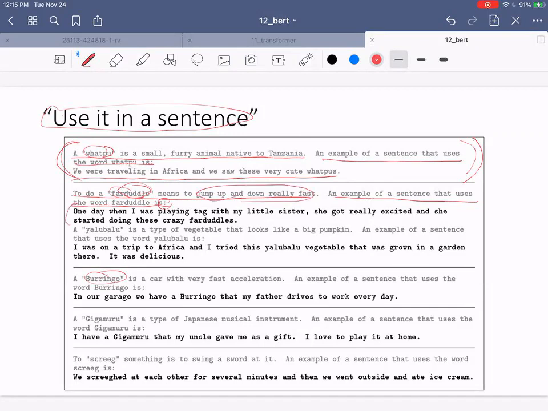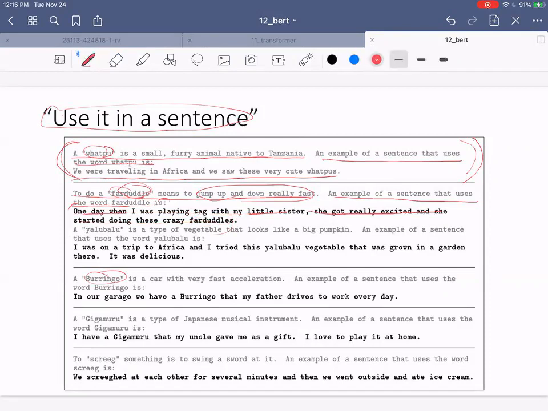And let's see what GPT generated. One day when I was playing tag with my little sister, she got really excited and she started doing these crazy fardoodles. So this is a completely syntactically correct sentence, and semantically it is also correct. Playing tag involves jumping and running and a lot of stuff. So it is probably reasonable to use the word fardoodle in the context of tag. Tag being 술래잡기.